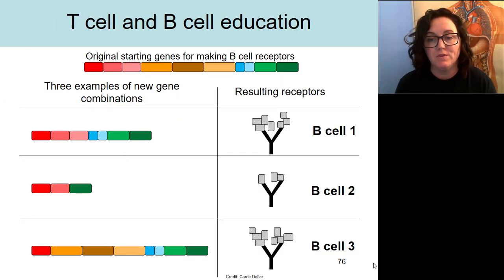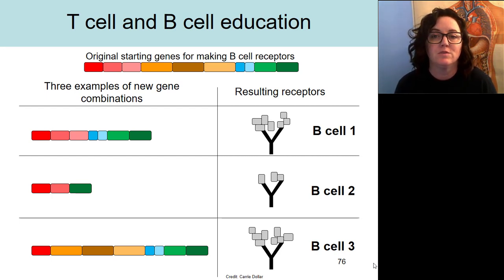Up at the top of the screen, we can see the starting genetic material. But then in the table on the left-hand side, we can see examples of new genetic combinations that were produced through the process of somatic recombination. On the right-hand side of the screen, you can see the new receptor that was created based on the new genetic recombinations. So we have 3 different gene combinations on the screen, and because each of those 3 gene combinations is unique, they each produce their own unique receptor.